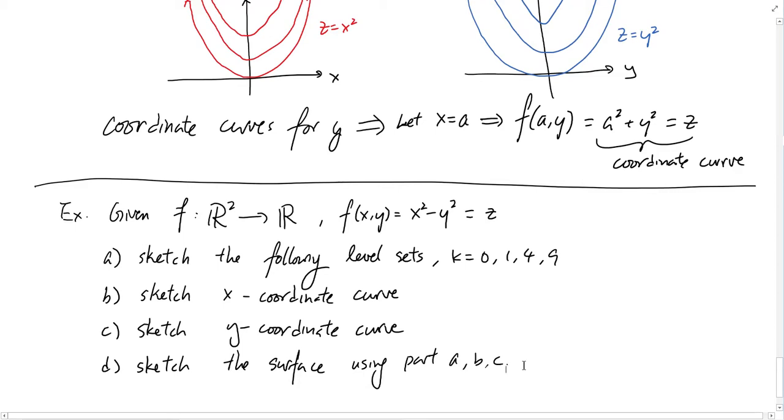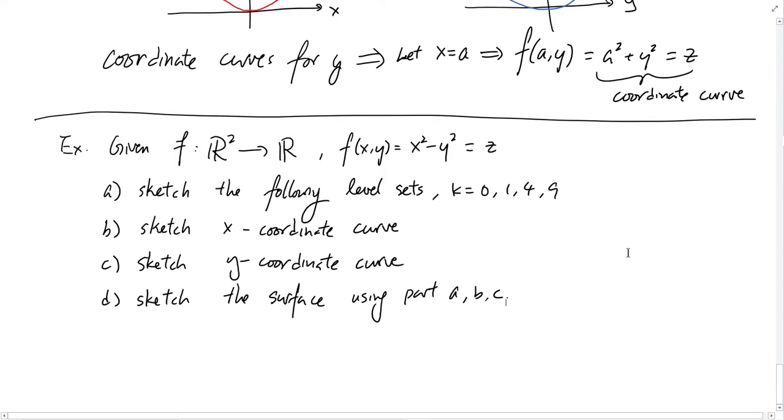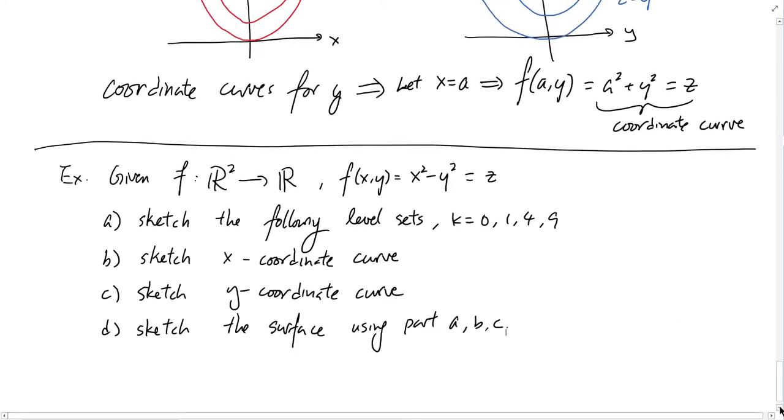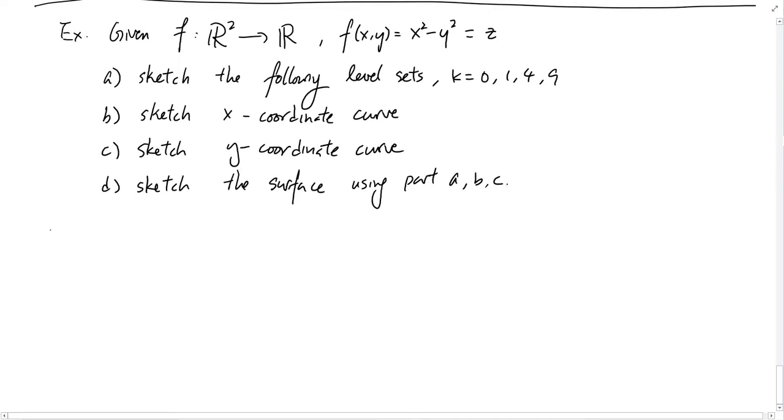Okay. All right. So let's give it a go and see how that works. So A. Let's do the level set. Let's start with the 0 level set. So the 0 level set would be x squared minus y squared equals 0. So that's actually kind of tricky to do.